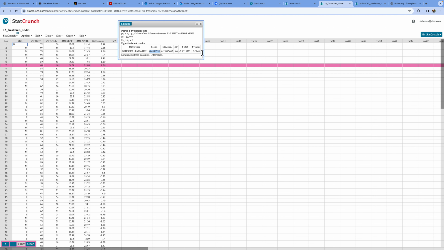So this would be significant at the 0.001, right? No, it would be significant at the 0.01 level, and that was covered in the last lesson. So we have statistical significance. We're seeing a difference in the mean of the differences for the BMI from September to April.